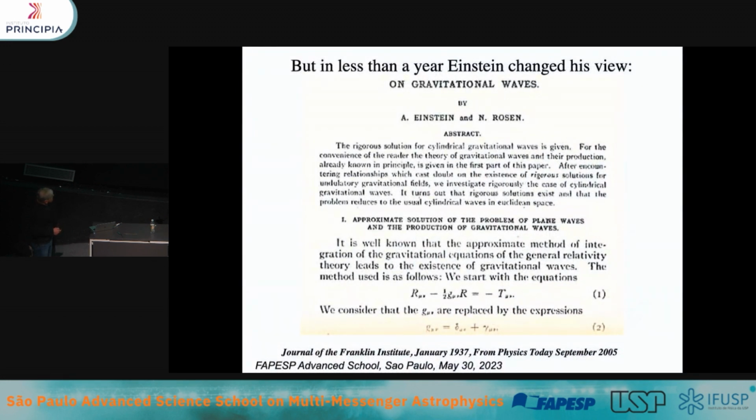Interesting enough, just 1 year after the letter to Born, he published this paper with his collaborator, essentially presenting in the linear approximation cylindrical waves. So it's a solution that represented cylindrical waves. And so what happened in that year between 1936 and 1937?